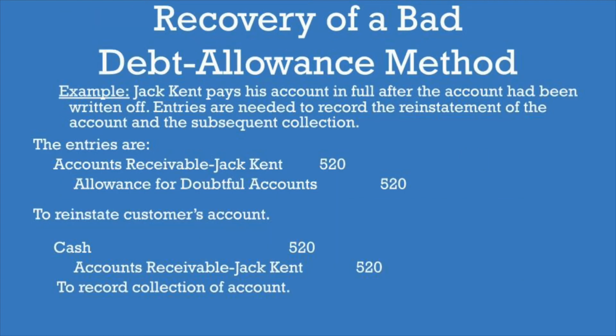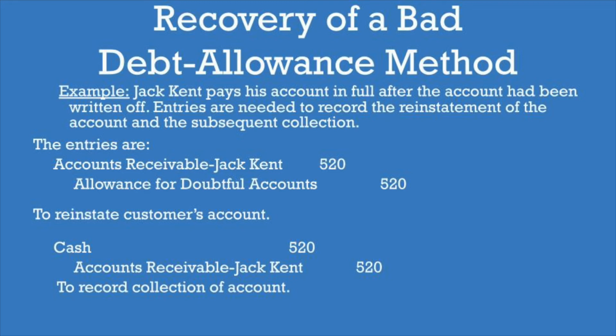You might ask too, what if we recover the debt? So we wrote off the debt for Jack Kent, $520. Let's assume Jack walks through the door one day with $520 and says, "Oh, I have your money." And we think to ourselves, well, we wrote it off. What do we have to do? Well, first of all, we make a journal entry to reset up the accounts receivable. So accounts receivable for Jack Kent would be debited for $520, and the allowance for doubtful accounts that we had drawn down on would get credited for $520.